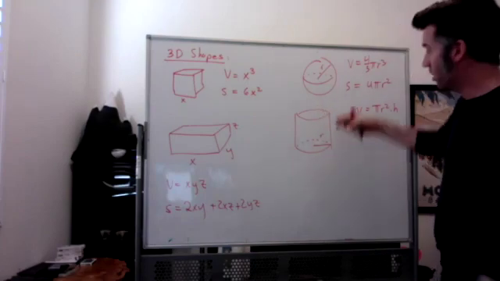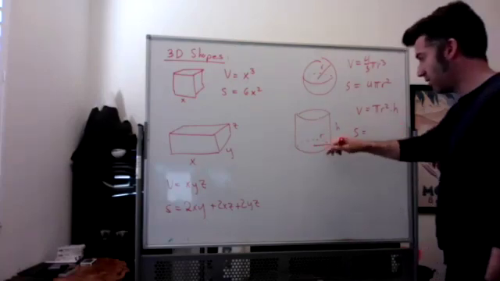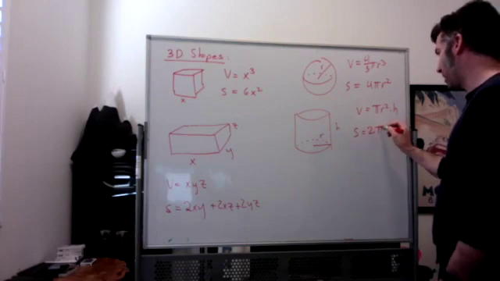Anyway, if you have an open top cylinder, you have a cup, but if you have a closed top cylinder, you have stuff on the top, stuff on the bottom, and stuff around the side. So it's going to be bottom area is pi r squared, top area is pi r squared. That's 2 pi r squared.